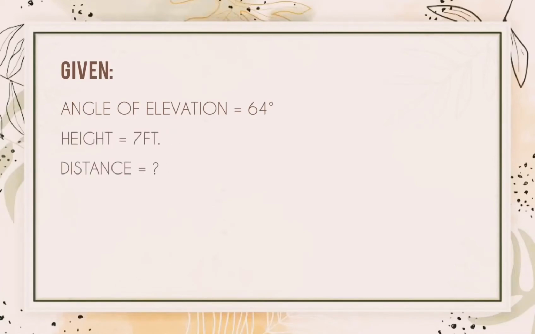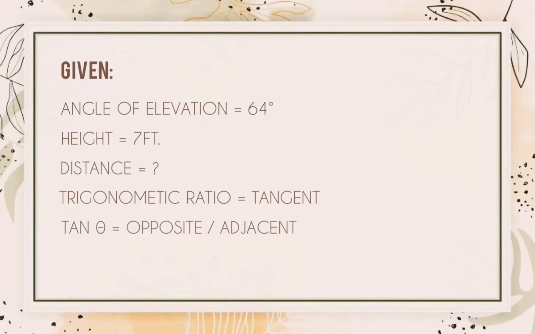In our problem, the given is the angle of elevation, which is 64 degrees, and the height of the opposite, which is 7 feet. And now, we are looking for the distance. The trigonometric ratio that we will use is the tangent. Tan theta is equal to opposite over adjacent. Since we have identified the information needed, we may now begin to solve.